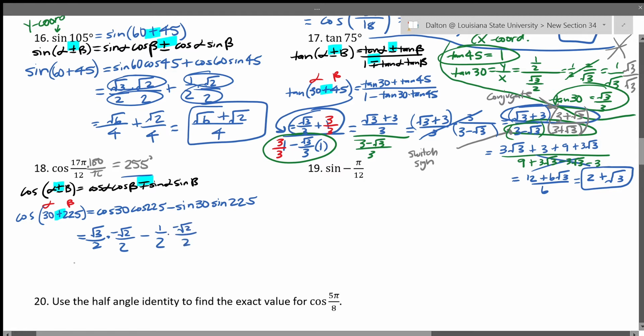So then if we multiply these fractions straight across, square root of 3 times negative square root of 2 will be negative square root of 6. In the denominator, 2 times 2 is 4.